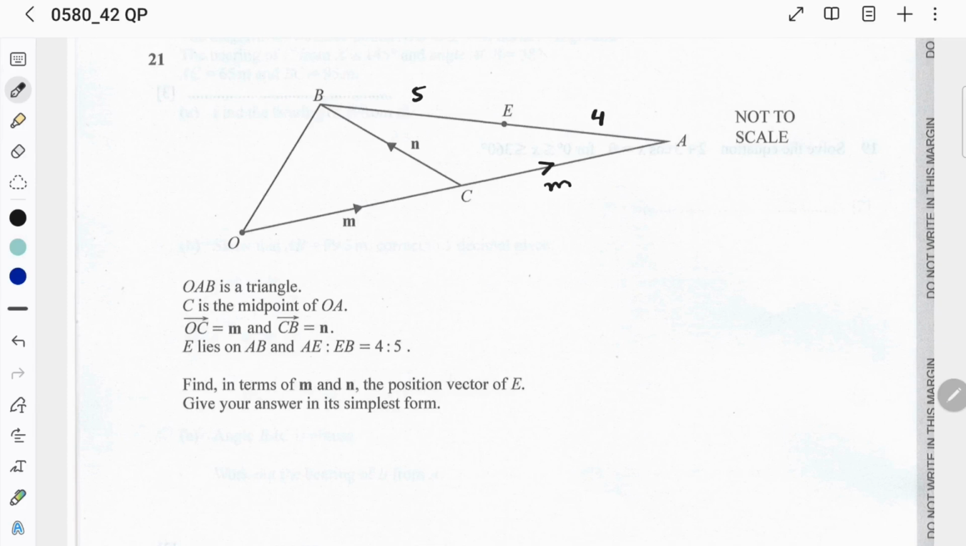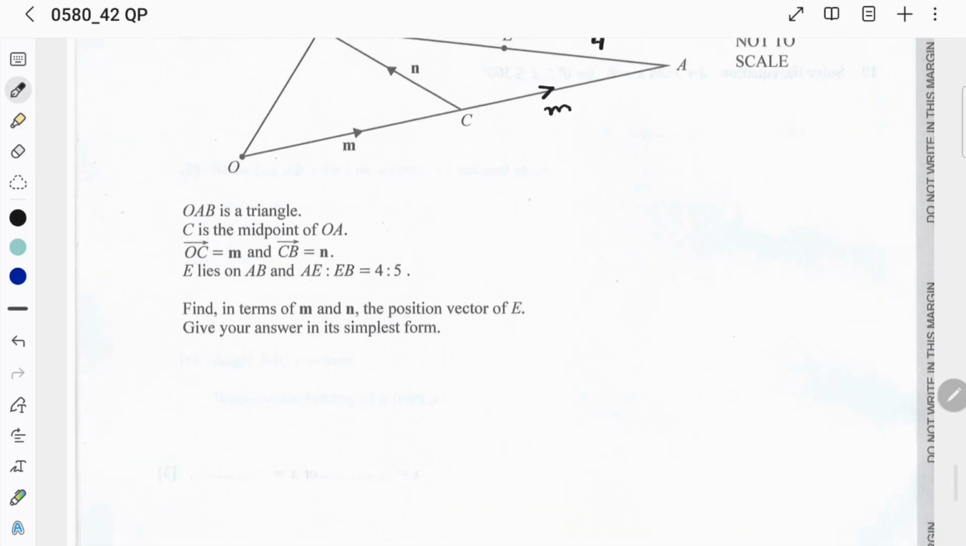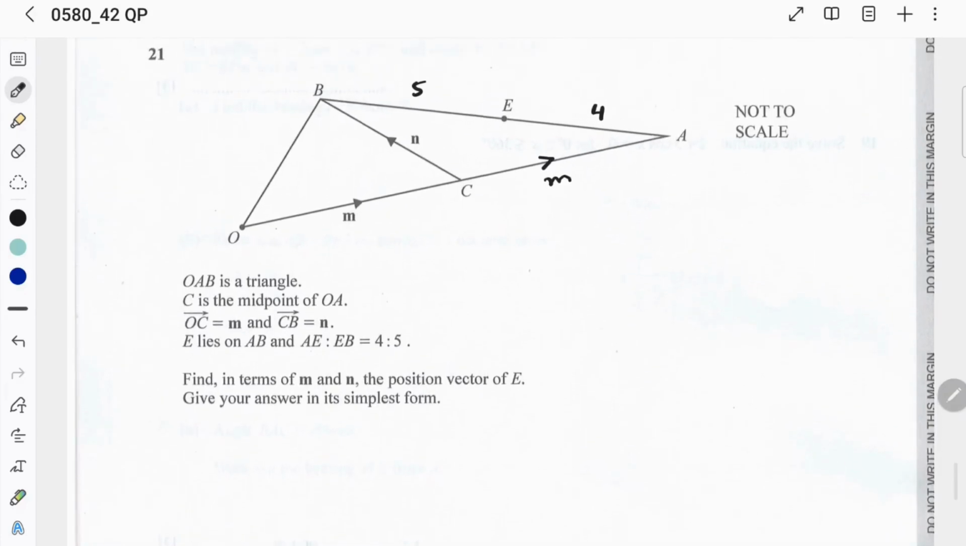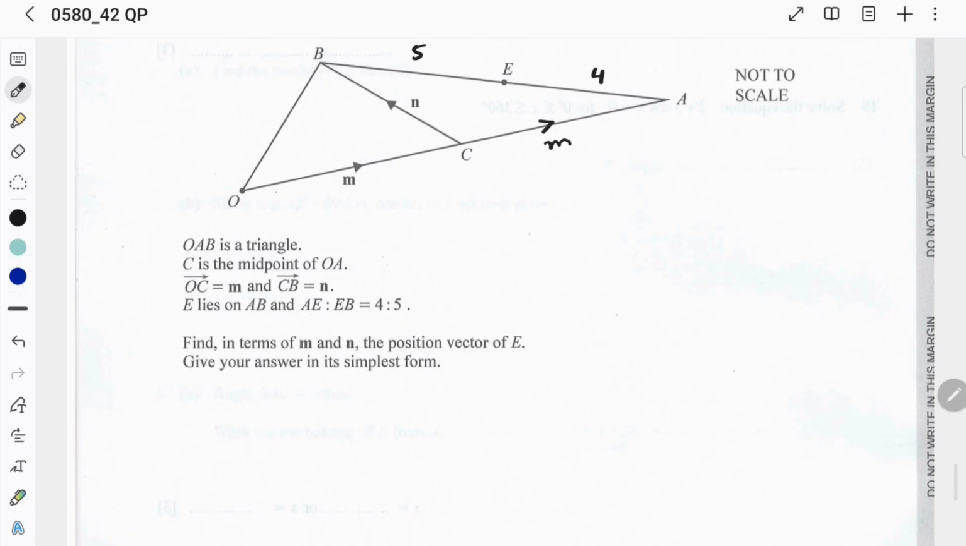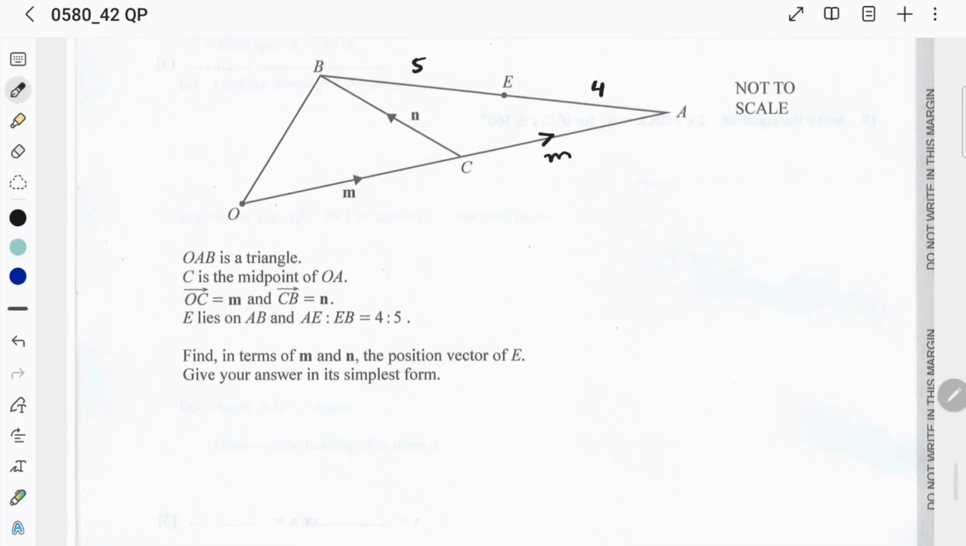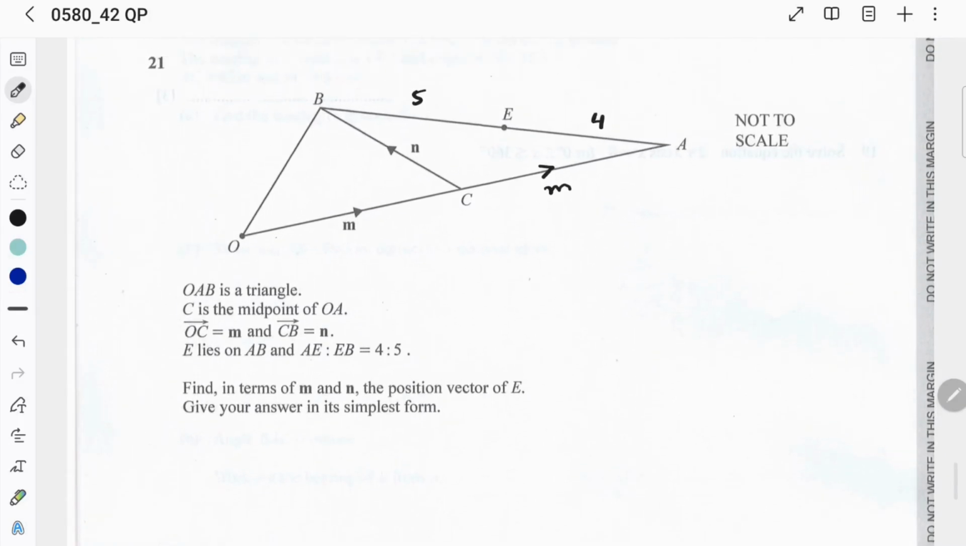Alright, let's see what they're asking in the last. So we have labeled whatever they say in the question. Find in terms of M and N the position vector of E. Give your answer in its simplest form. So here the position vector of E is required. They're asking us the position vector of E. It means we'll find out BA first, to get the position vector of E.